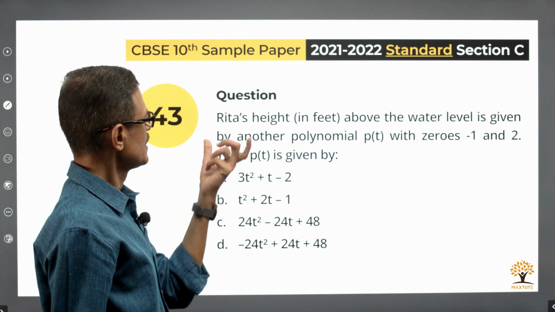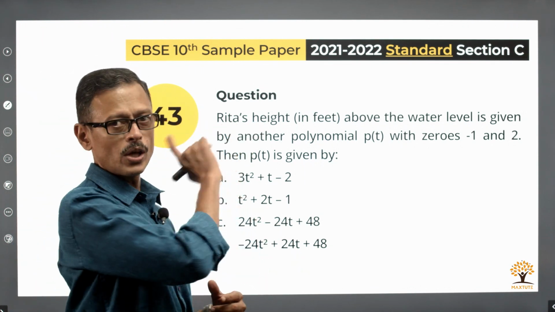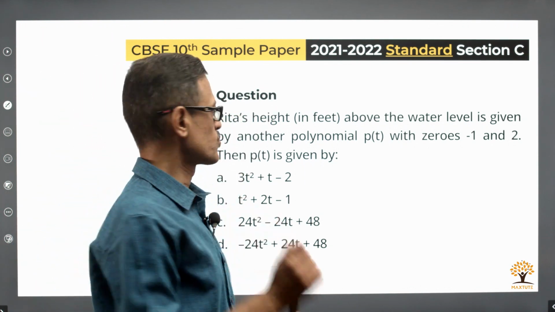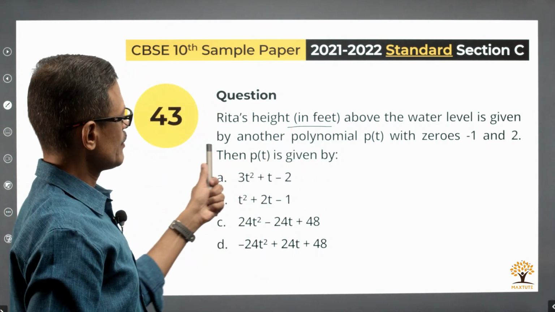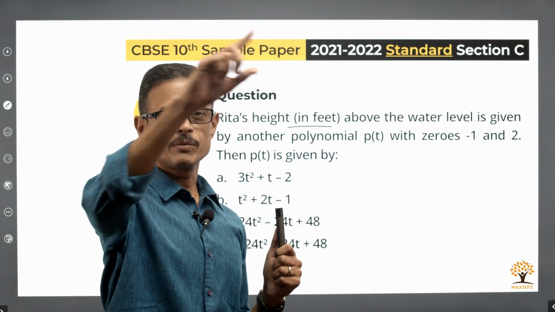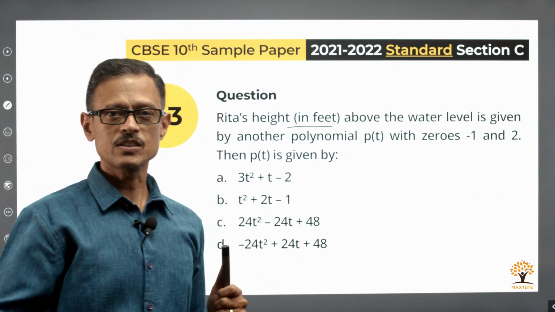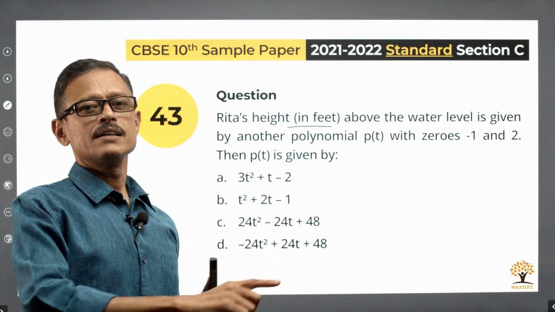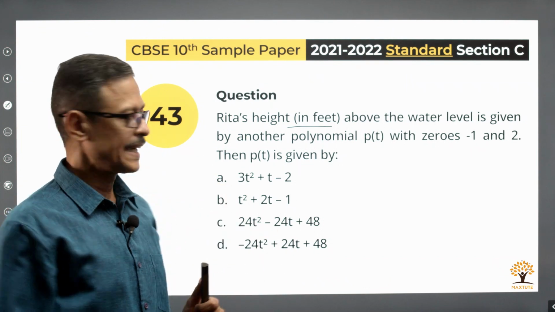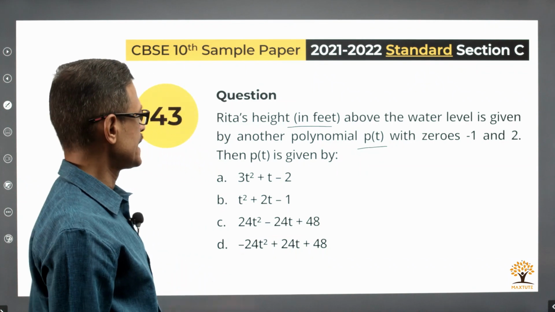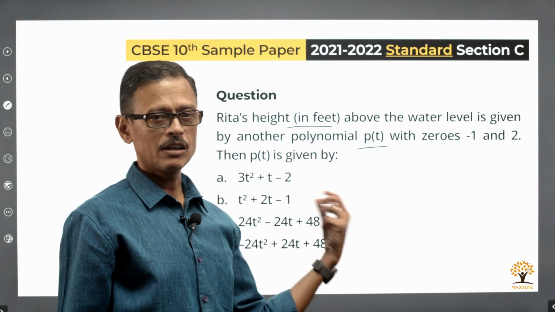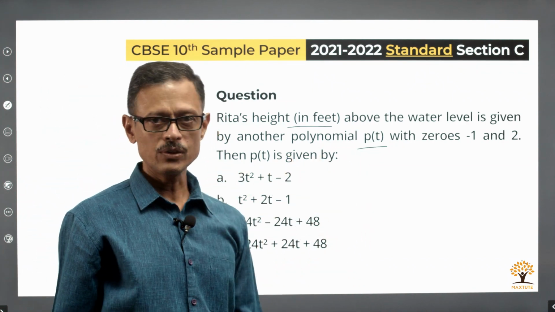Next question in this. We have now moved out from Annie. We are looking at what Rita is doing. Rita's height in feet above the water level is given by another polynomial. The curve for Annie is different from the curve for Rita. That's given by p of t with zeros minus 1 and 2. Then p of t is given by which of these ones is what we need to find out.